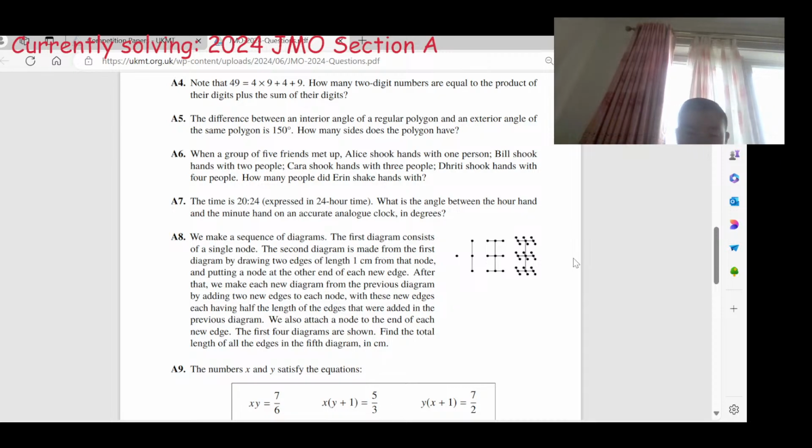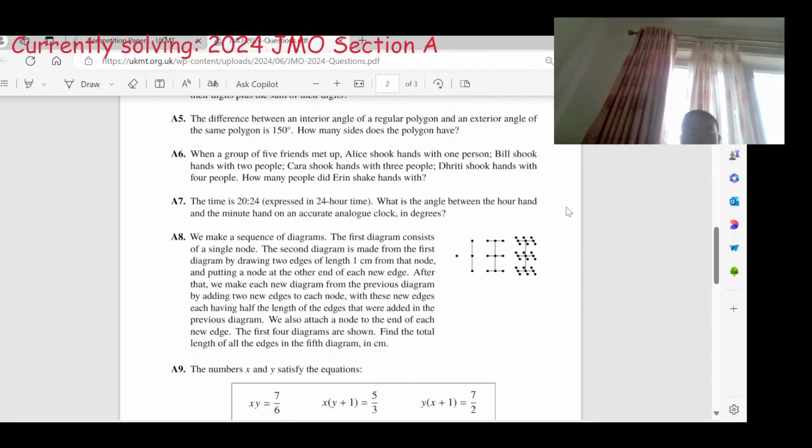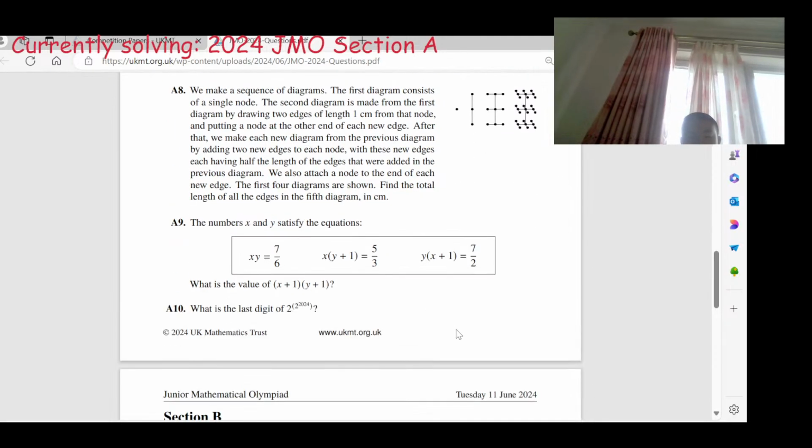This is a terrible question. I'm just saying, whoever made this question needs to get fired. What is this? But I think from each diagram, you halve this, times it by 3, and then you add 2. Bro.